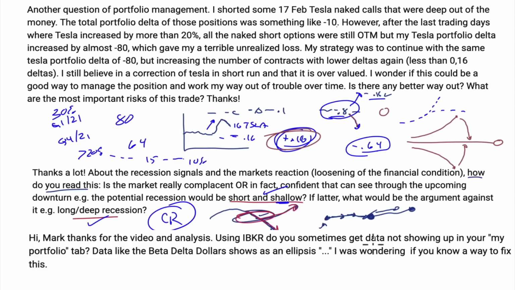Using IBKR, do you sometimes get data not showing up in your My Portfolio tab? Yeah, you get these little dot, dot, dot. So I have long positions in OXY and buy-writes, the 67.50 buy-writes and the 65 buy-writes, and I get these sometimes on that one. It's kind of frustrating, but I can do the math myself because I have the numbers in the other columns, so I could just multiply the three columns to fill in the missing ones. But I do get that from time to time. It is a little annoying. I don't know of a way to fix it.